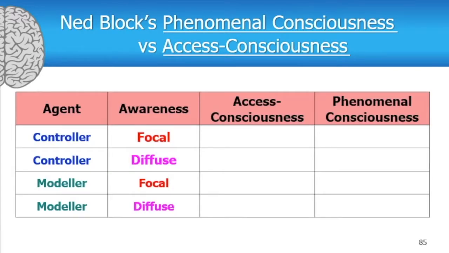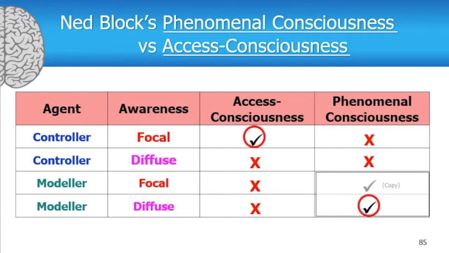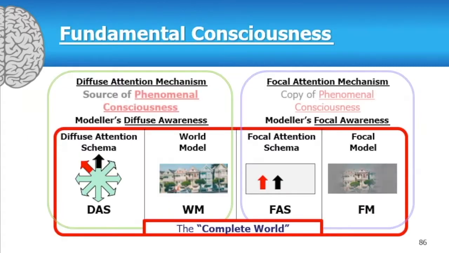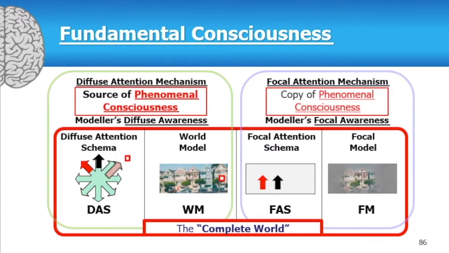Let's fill out this table. The controller only has access consciousness for focal awareness, and the modeler's diffuse awareness of the world model is the source of all phenomenal awareness. The modeler's focal phenomenal awareness is just a copy of the diffuse phenomenal awareness. So there is only one access consciousness for the controller's focal awareness and phenomenal consciousness for the modeler's diffuse awareness. Therefore, fundamental conscious awareness is purely phenomenal awareness.